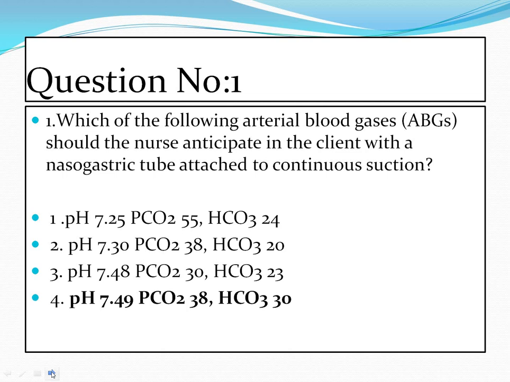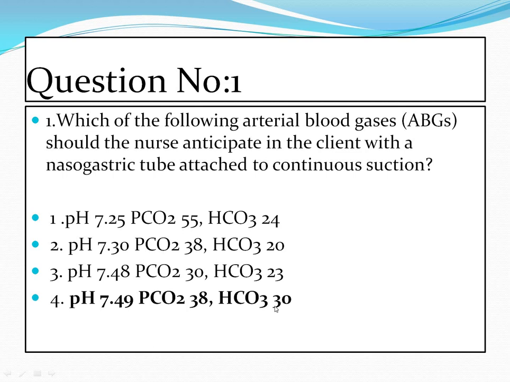Options are: 1. pH 7.25, PCO2 55, bicarbonate 24. 2. pH 7.30, PCO2 38, bicarbonate 20. 3. pH 7.48, PCO2 30, bicarbonate 23. Fourth one, pH 7.49, PCO2 38, bicarbonate 30. These are the options. Then the correct answer is the fourth option, pH 7.49, PCO2 38, bicarbonate 30.